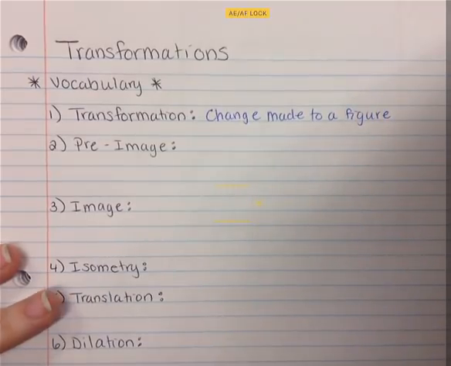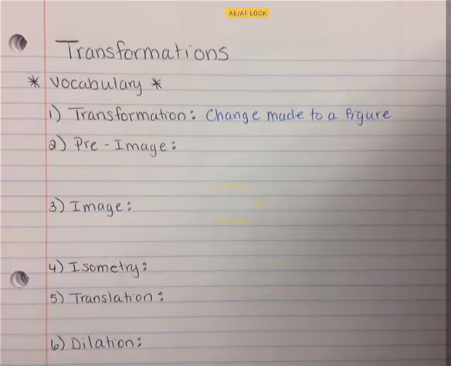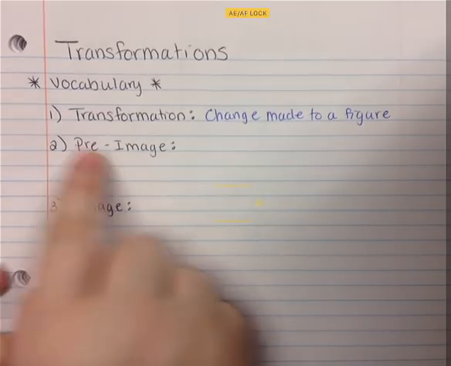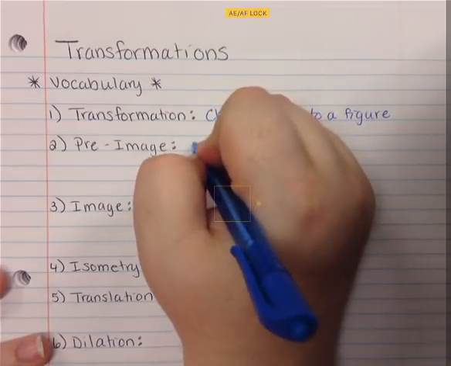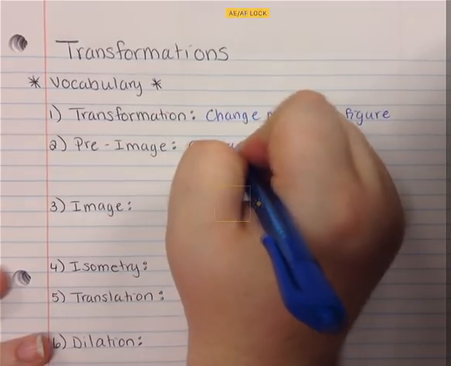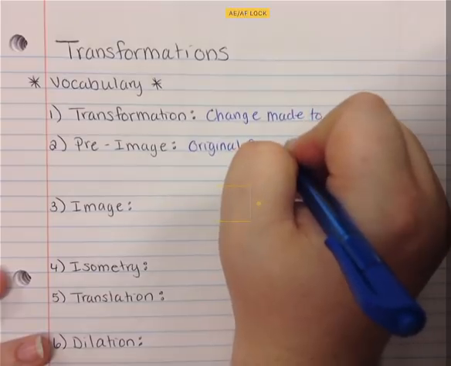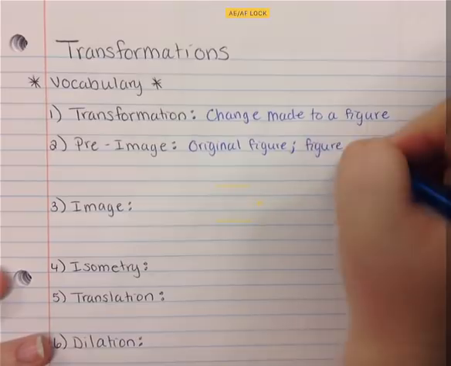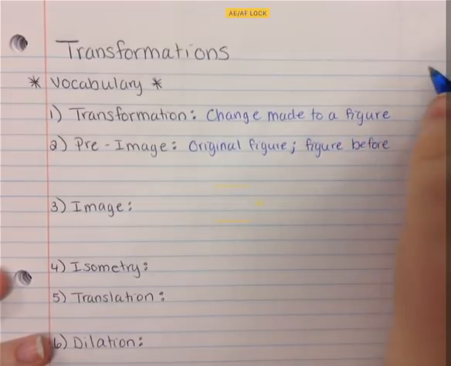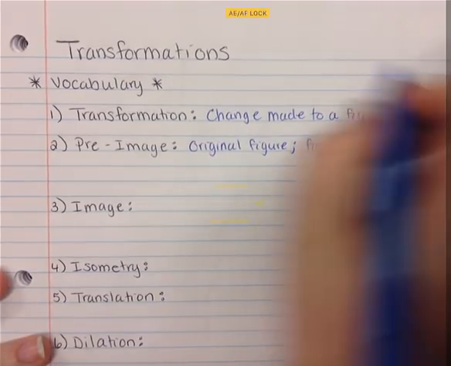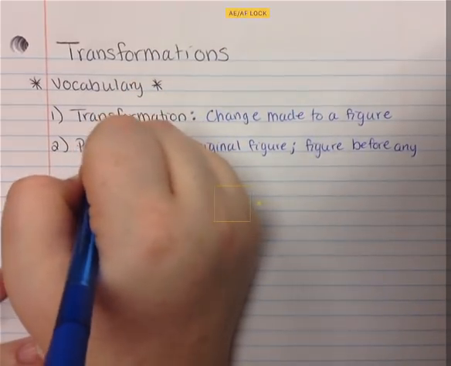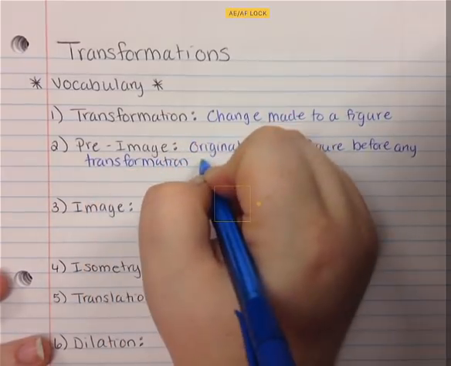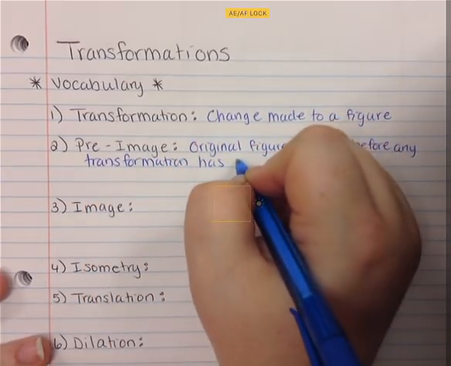Because you're transforming it. Transformations are changing. The next one is pre-image. The pre-image is actually your original figure. This is the figure before any transformation has occurred.